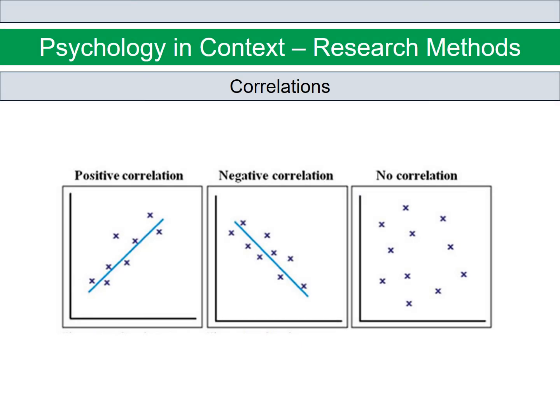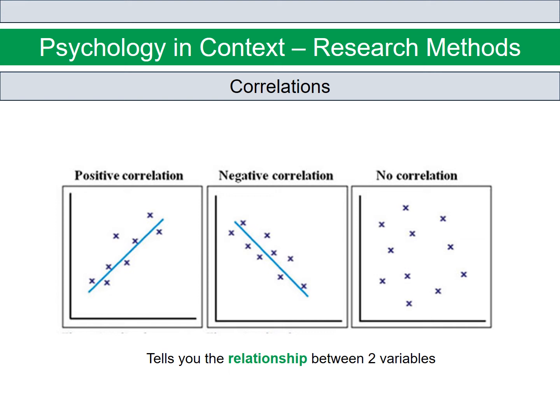Okay, so we are still on research methods for this video, but we're moving away from experiments, which is what we've been looking at up to now. And we're going to move on to correlations instead. Now, correlations tell you the relationship that exists between two variables. Correlations aren't actually an experimental method, they are a way to analyse data.